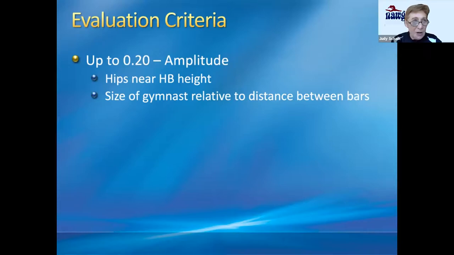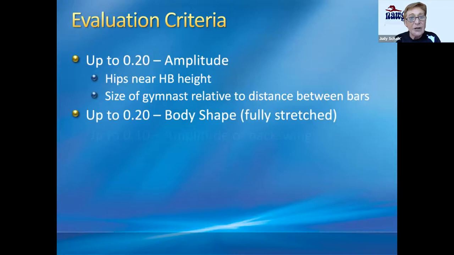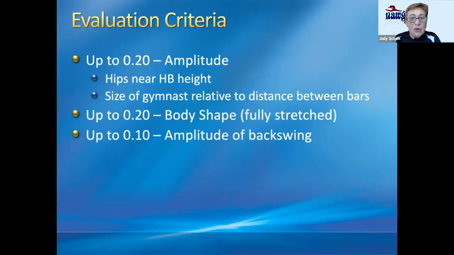For instance, if she's in a handstand on the low bar, the distance between her hips and the high bar is a lot greater than those of the taller gymnast, and the flight path is a lot easier. And you're going to see examples of a couple small gymnasts in here that really have to struggle for that. The other thing that we're looking for is body shape fully stretched as they're in flight to the high bar, followed by amplitude of the backswing, which must drive to horizontal or higher. Okay, also look for your general execution deductions.